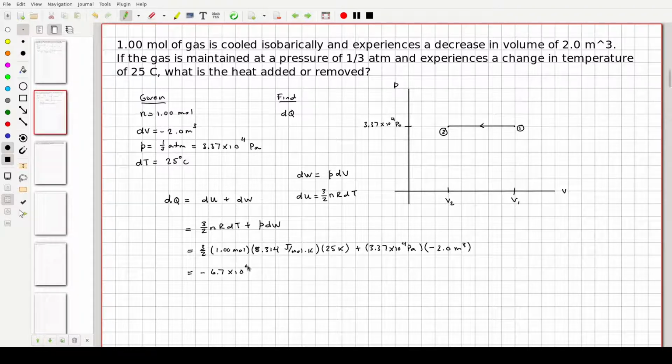Joules. So what's happened here is the environment itself has done work on the gas to compress it. But as a consequence of the compression, it's caused heating. So the gas is losing this much energy to the environment.